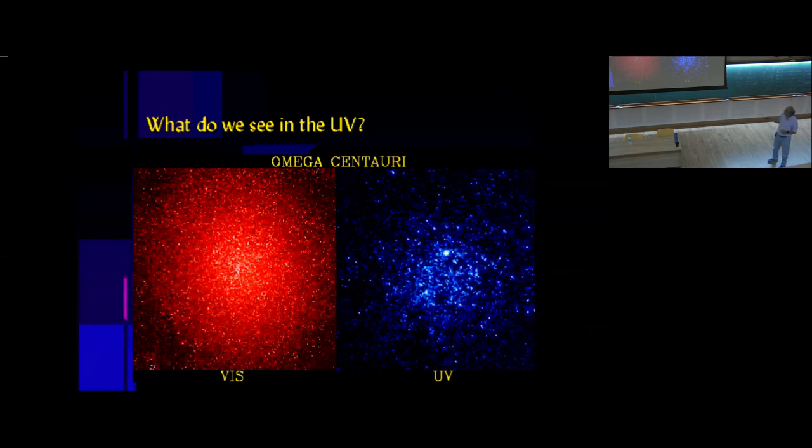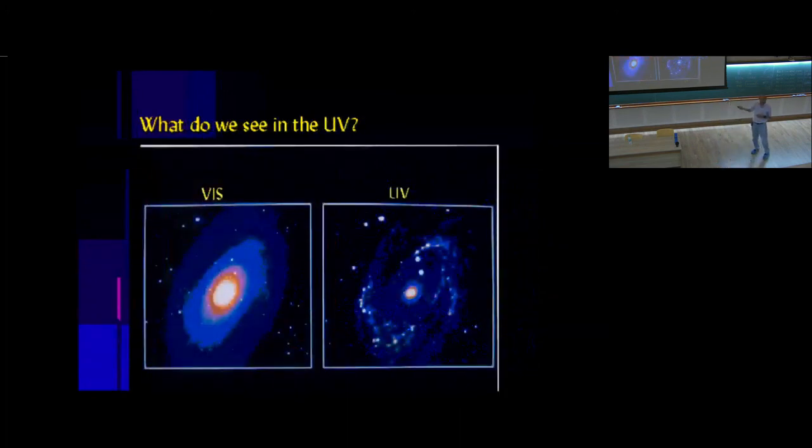Here is a globular cluster, Omega Centauri. When you look in the optical, what you see are basically cool stars, red stars. When you look in the UV, what you see are bright UV stars, which are young. So when you look in the UV, you're looking at young stars. When you look in the optical, you're looking at old stars. You can see that clearly in this galaxy here, where in the UV you're looking at star formation. So when you want star formation, UV is what you do, looking at hot, bright stars.